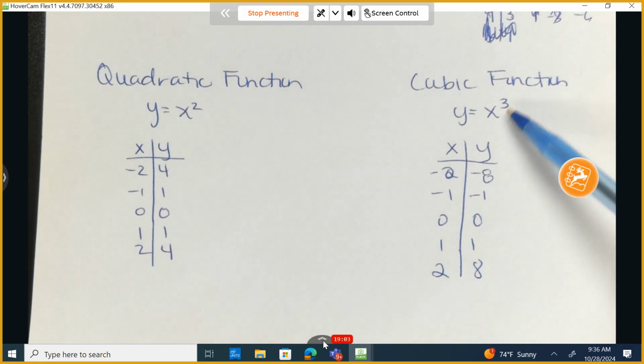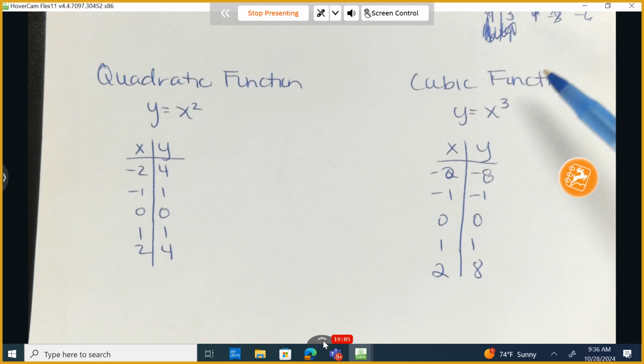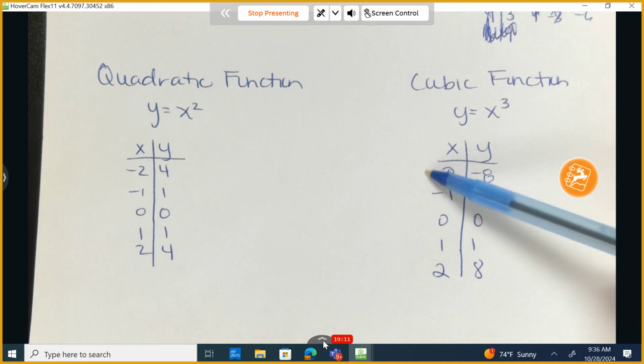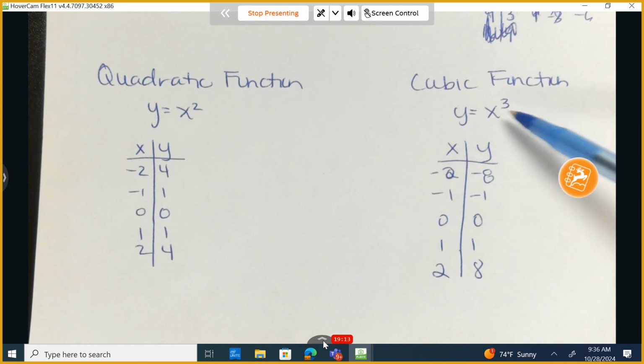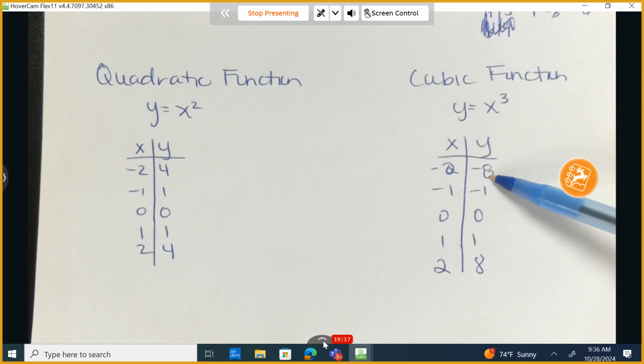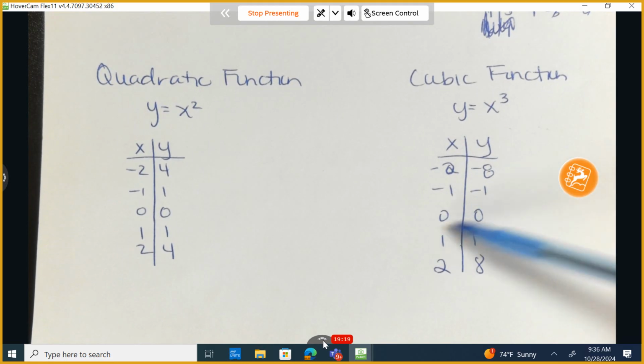Well, it's different when it's an odd degree. When it's an odd degree, the outcome will reflect what the original sign on the input was. So negative 2 cubed means negative 2 times negative 2 times negative 2. 3 negatives makes a negative. Same thing here.